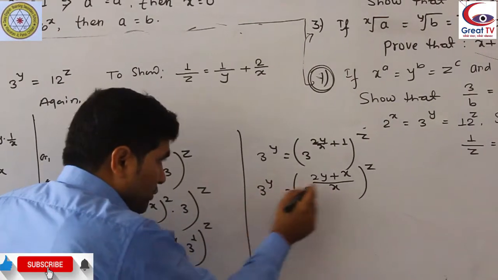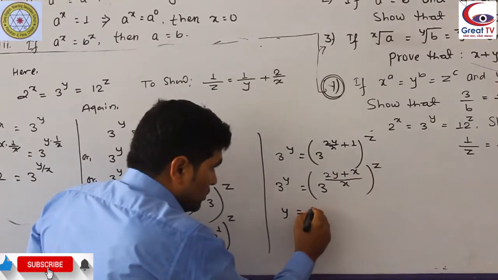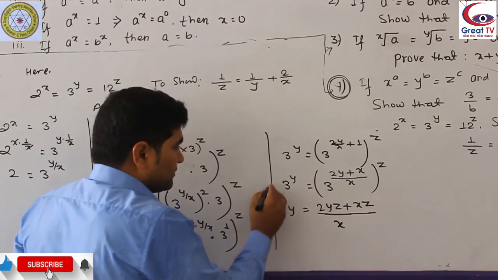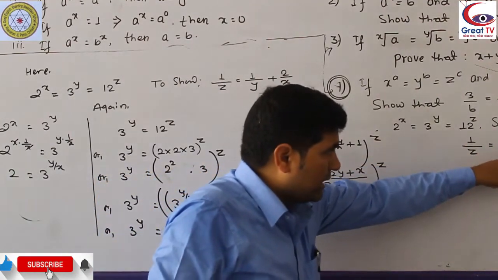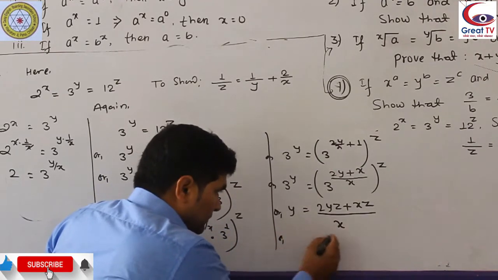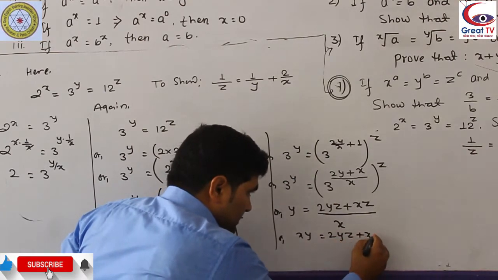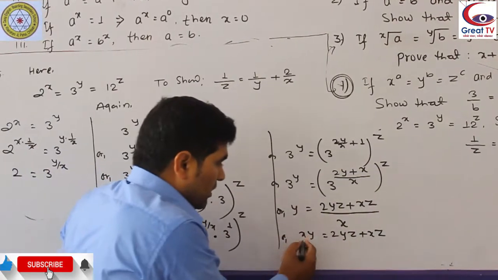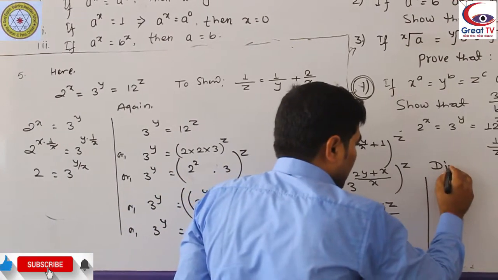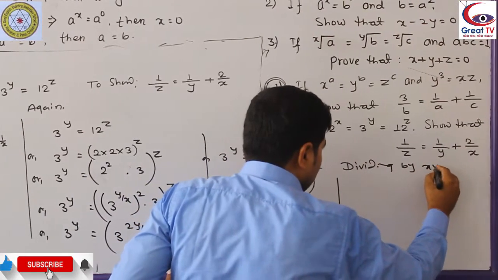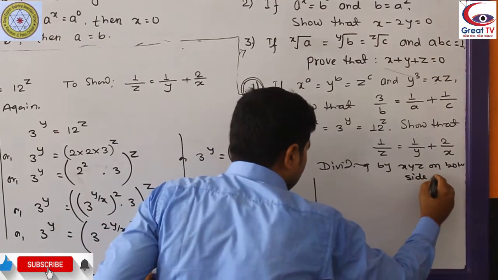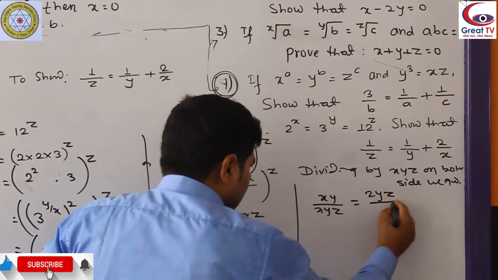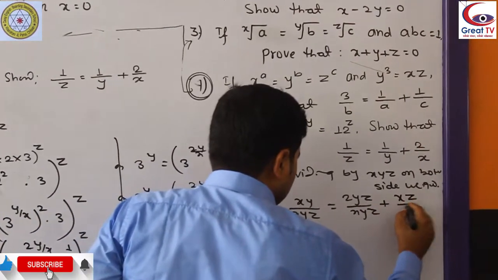Now we can equate the powers. y equal to, multiplying around, 2yz plus xz divided by x. And the proof of which is 1 by z equal to 1 by y plus 2 by x, or xy equal to 2yz plus xz. Required here is 1 by z. Now divide by xyz on both sides. Now dividing by xyz on both sides, we get xy divided by xyz equal to 2yz divided by xyz plus xz divided by xyz.